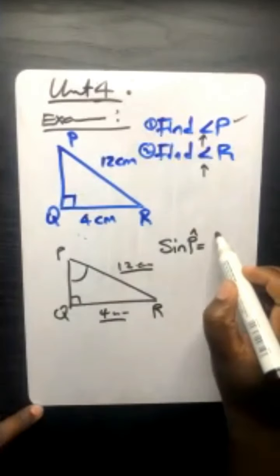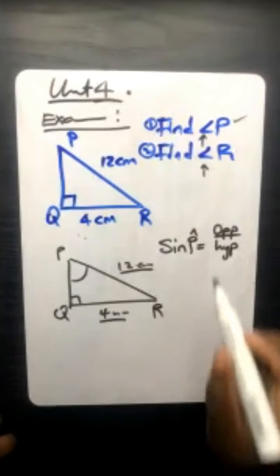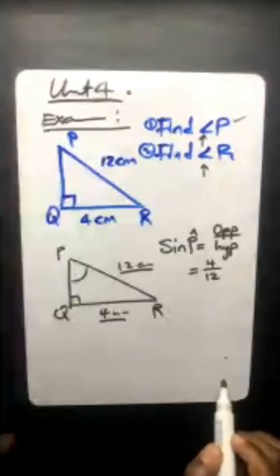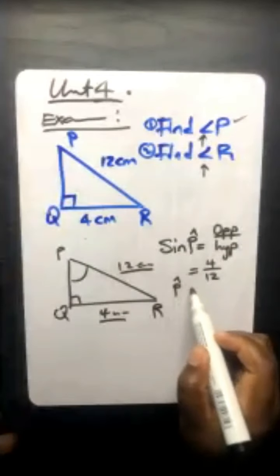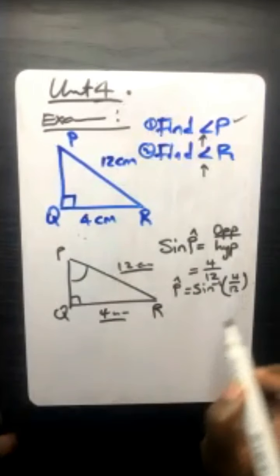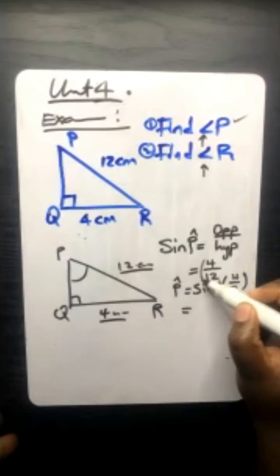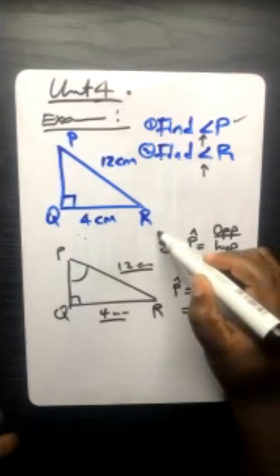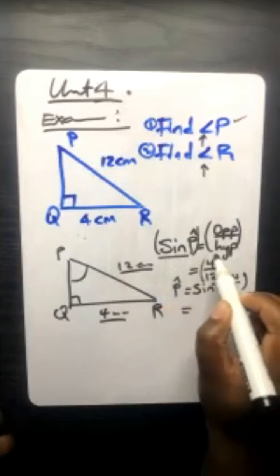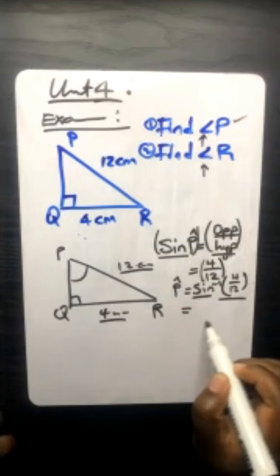This is equal to opposite over hypotenuse. So what is opposite? He said it is 4. What is hypotenuse? He said it is 12. You therefore say inverse function of that ratio, then that gives you the angle. So can you see, guys? This is the ratio. So you equated that to the ratio, then you say inverse function of that ratio, whatever you get is an angle.